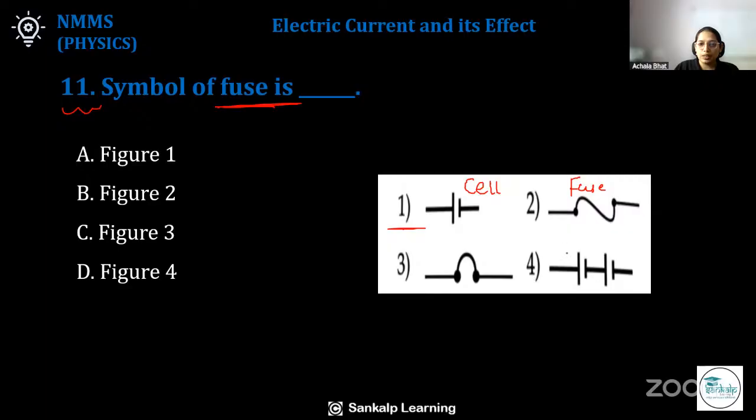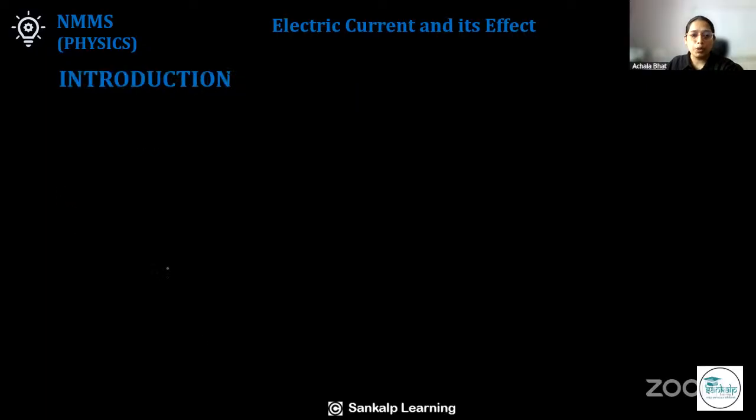Fourth one is battery. This is battery. Okay, cell. In this case, this long line represents positive terminal and this short line represents negative terminal. Similarly, here positive and negative. This represents fuse, the second one. Therefore, the correct option is option B, figure 2.